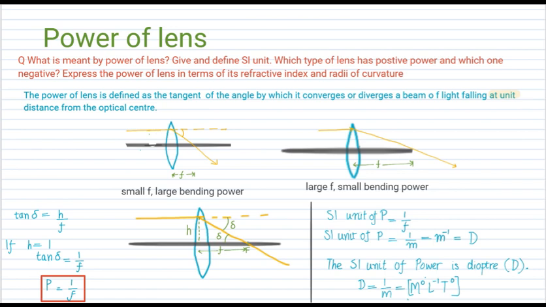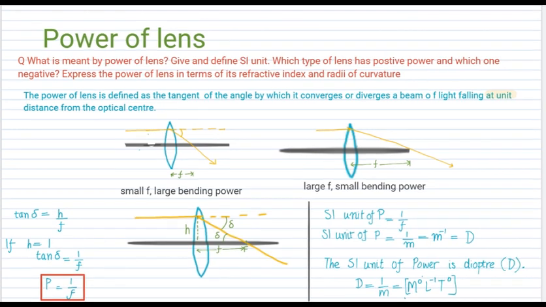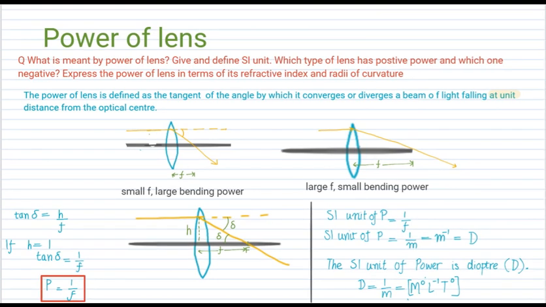So we have defined what is power. We have given and defined its SI unit. What is the SI unit of power? It is diopter. And also we have given the formula for power. Power P equals 1 by F. Finally, look at this 1 by F.